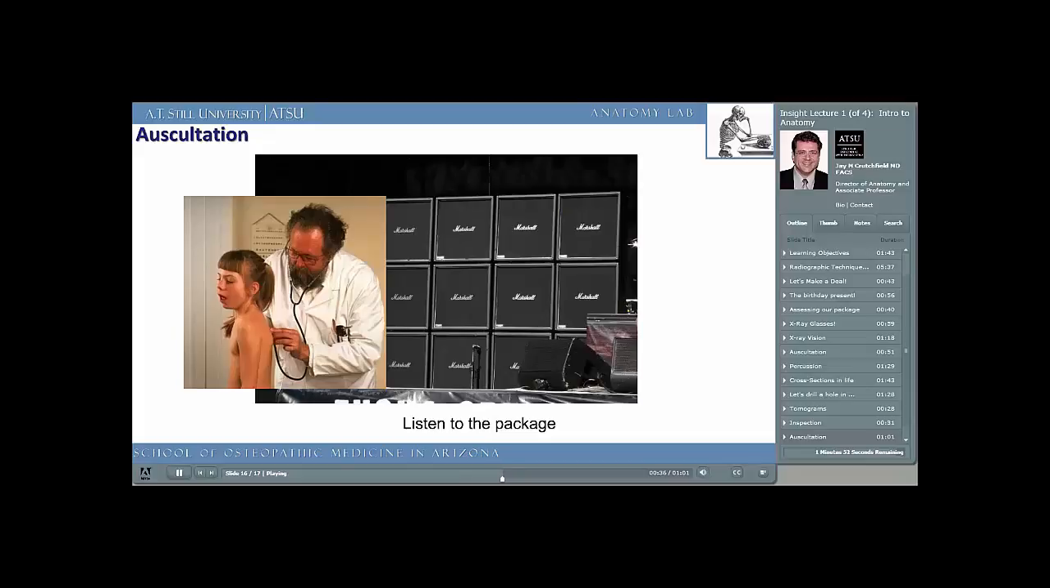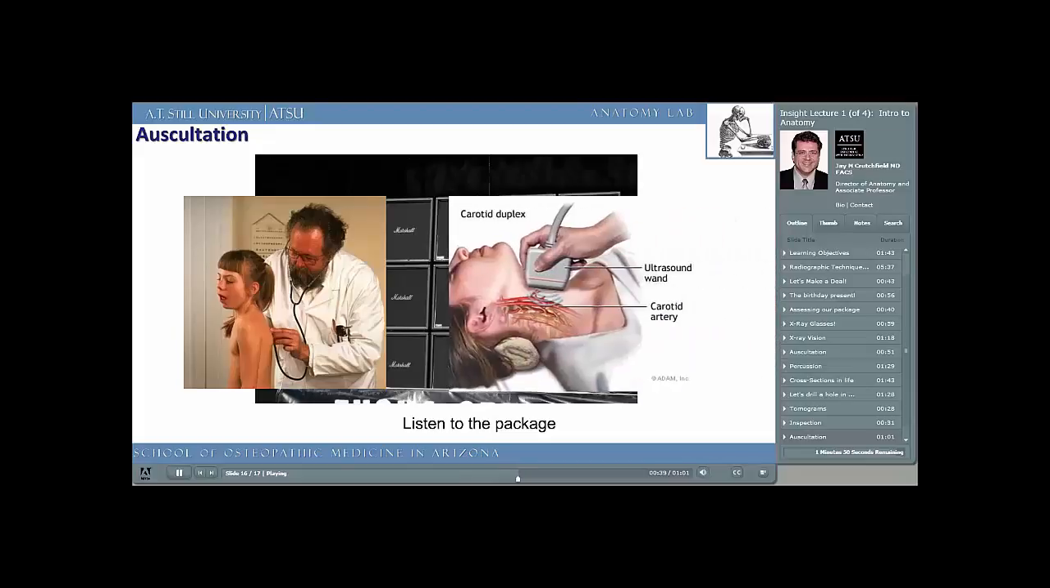If we can hear blood rushing through the vessels and creating an abnormal sound called a bruit, as we mentioned before, it can be a sign of an impending blockage of a vessel, perhaps even causing a stroke. We learn to see the blood vessels by listening to them. We can also listen with ultrasound or Doppler scanning. We'll learn about these in one of our next Insight lectures.